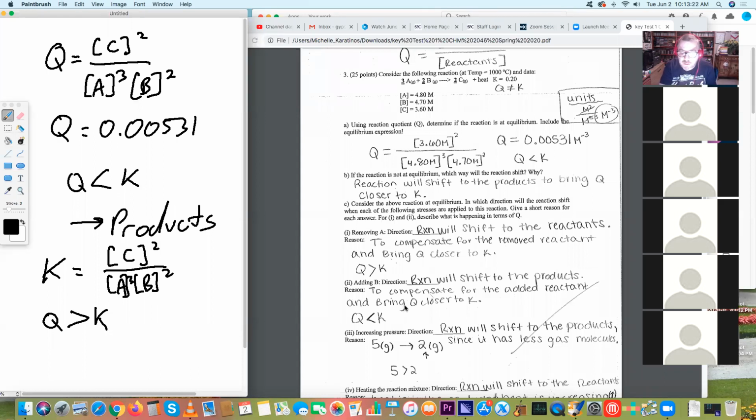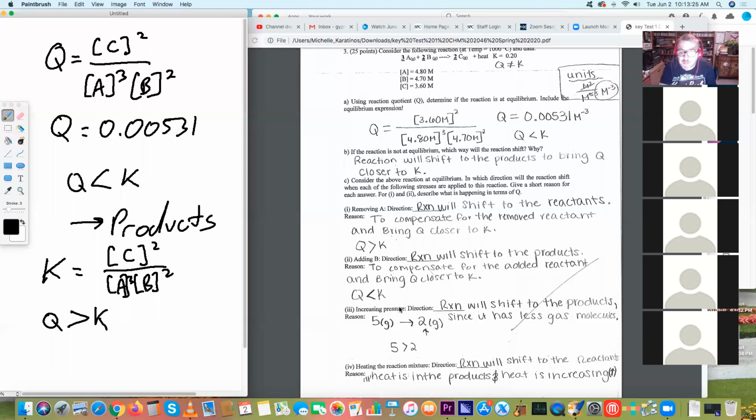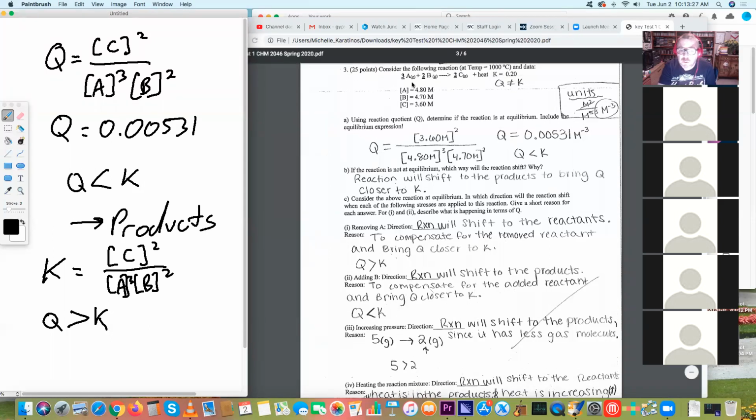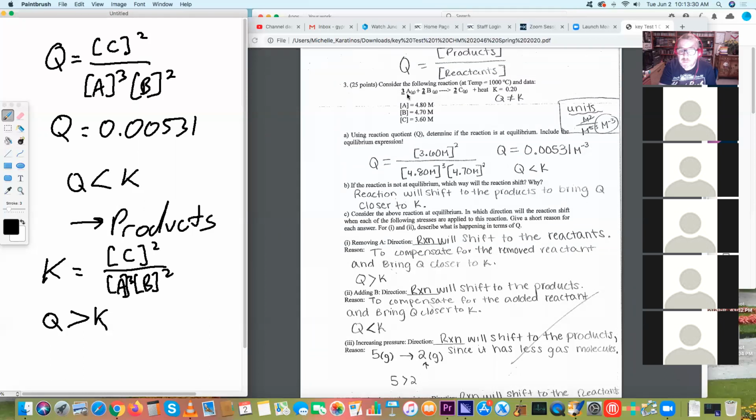But the concept here is as follows. If we're increasing the pressure, what we've got to do is look at the number of gas molecules on each side. And here we've got 3 plus 2 is 5 versus 2 over here. If you're increasing pressure, then it's natural for the reaction to adjust in such a way that it compensates for the increase in pressure by going to the side that has the fewer gas molecules. So that would mean that it would go to the product side. Anybody have any questions about part 3 there?